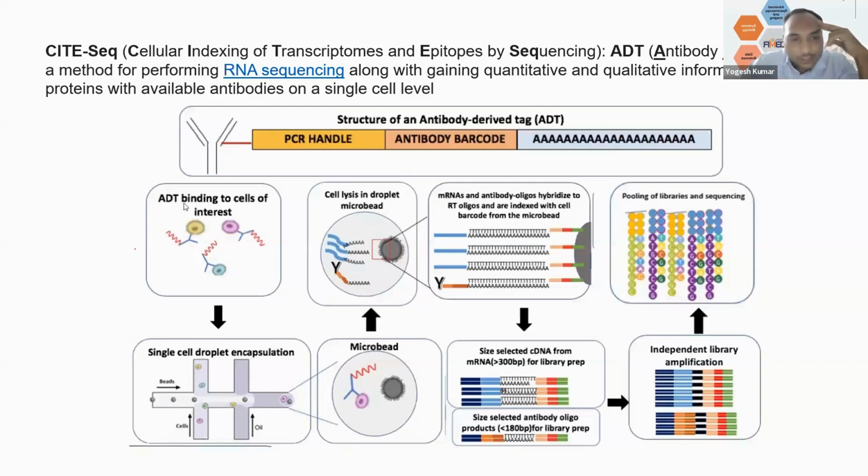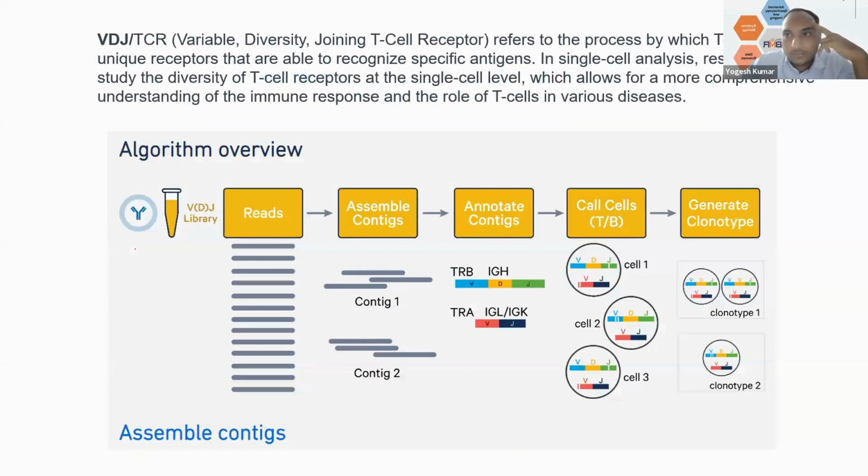But the difference is here, this tagging. The difference is here, how these cells are trapped in a single droplet bead. We attach the magnetic bead with them. Then the amplification process is similar to what we do in the bulk sequencing. And then we have the sequencers. Okay, then let's move further.